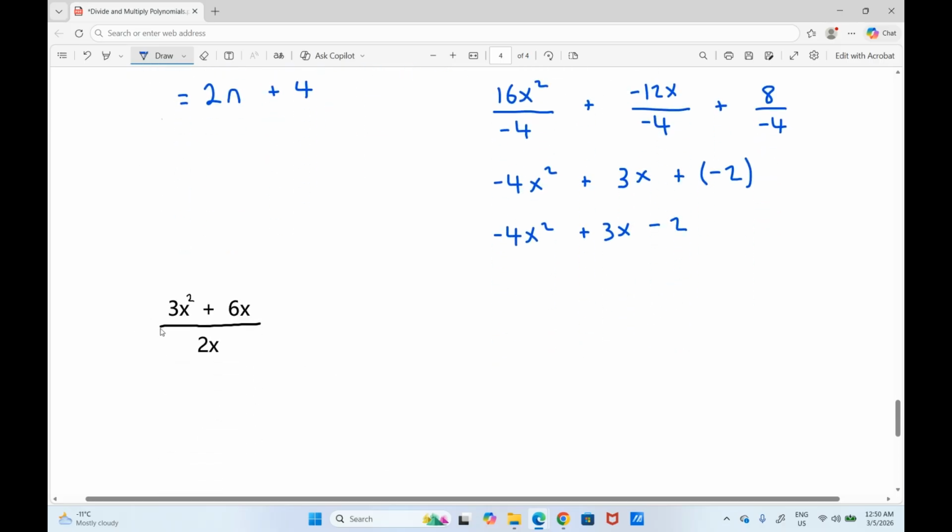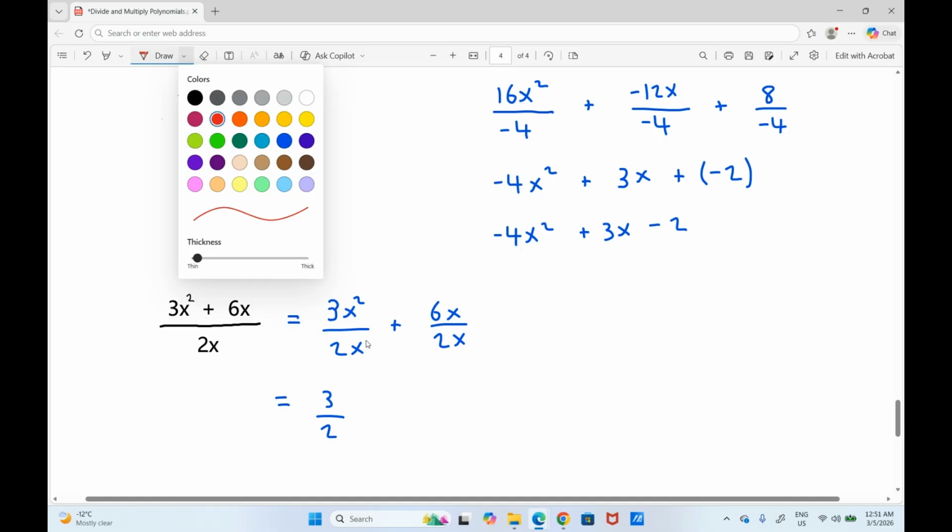Now, for our last example here, I'm going to have 3x squared plus 6x divided by 2x. Now, if I can simplify the top, I would. However, I can't simplify the top any further, so I'm going to go ahead and break this apart as 3x squared divided by 2x plus 6x divided by 2x. Now, 3 divided by 2, I can't simplify anymore, so I'm going to leave it. However, x to the exponent of 2 divided by x to the exponent of 1, I can simplify.